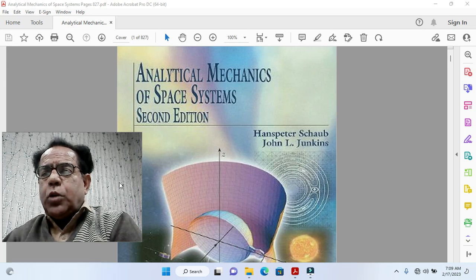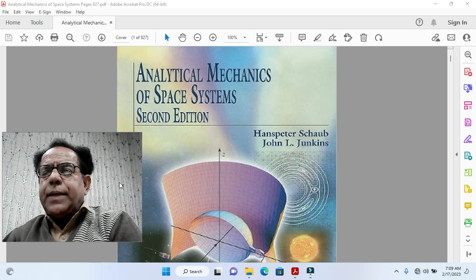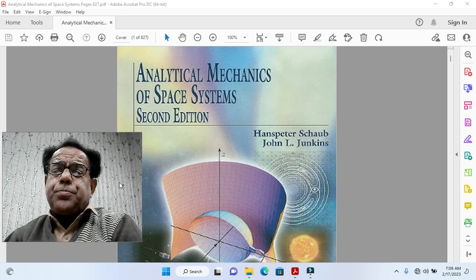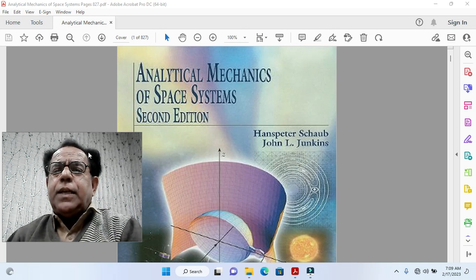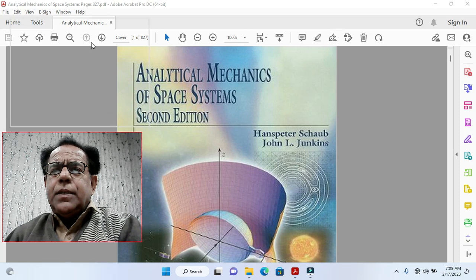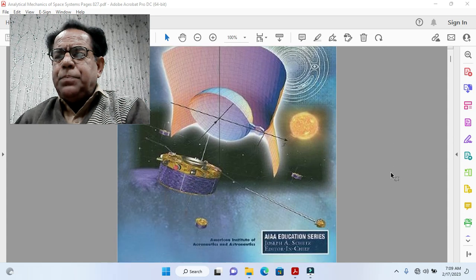Its authors are two authors: Hans Peter Schaub, and the second author is John L. Jenkins. Once again, the names are slightly unusual. Anyhow, the first author is Hans Peter Schaub and the second author is John L. Jenkins. I think it is enough. Nothing is left in the name. What is left is a person's deeds.